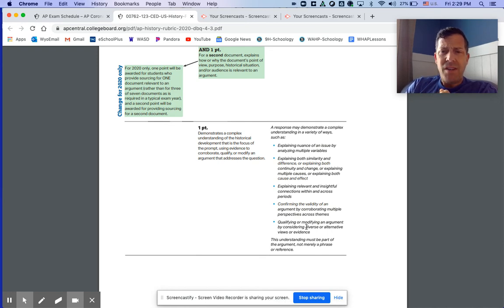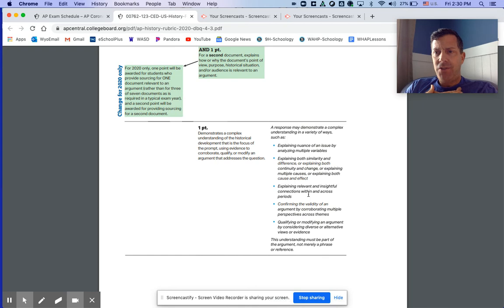I don't really necessarily see synthesis here in the older sense. Considering it diverse. Confirming the validity of argument, corroborating multiple perspectives across themes, SPICE-T, using different themes there. And here is your actual synthesis. A lot of people call this the unicorn point because they don't award a lot of that, and I don't know why this would be a different year.